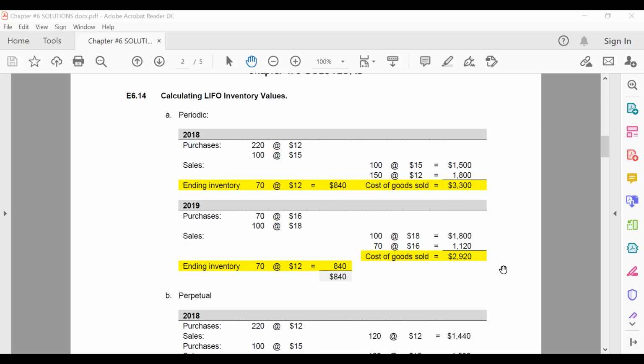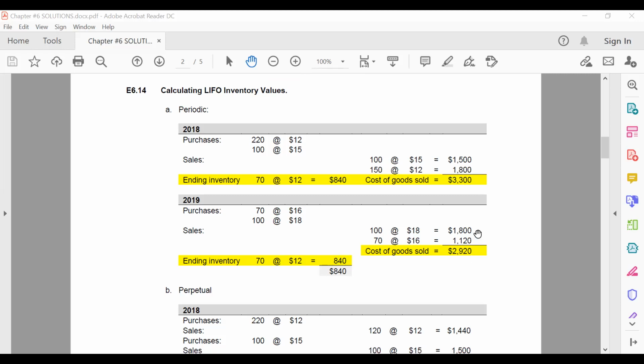With regard to 2019, a number of you lost your way here, I think, because you forgot about the ending inventory that we had from 2018. So here are my purchases. Here are my sales. Okay, and remember, your inventory is going to be made up of your oldest possible cost. So you had 70 units, and 70 plus 70, that's 140. So you had 240 units. You sold 170. So you had 70 units left over at your oldest possible cost, which would have been 12. So there's your ending inventory of 840. There's your cost of goods sold.